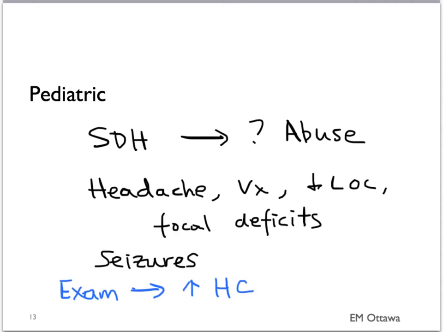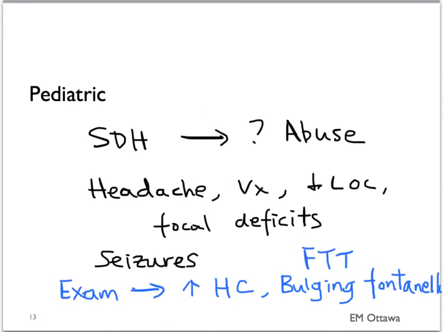On examination, the patient might have an enlarged head circumference or bulging fontanelles. They may also present with failure to thrive. Again, we need to look for any other signs of child abuse if subdural hematoma is being diagnosed.